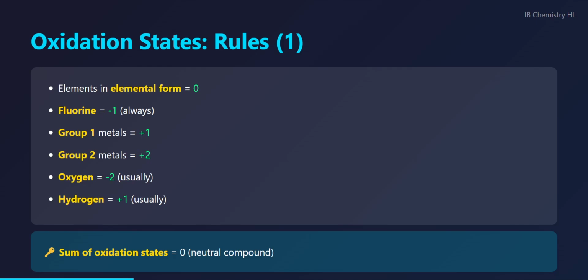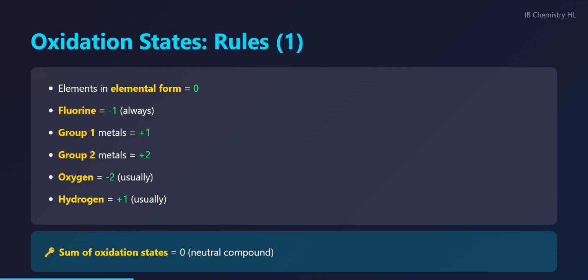The oxidation state, or oxidation number, is a concept that helps us track electron transfer in redox reactions. Here are the rules for assigning oxidation states. First, elements in their elemental form have oxidation state 0. Second, fluorine is always -1. Third, group 1 metals are +1. Fourth, group 2 metals are +2.